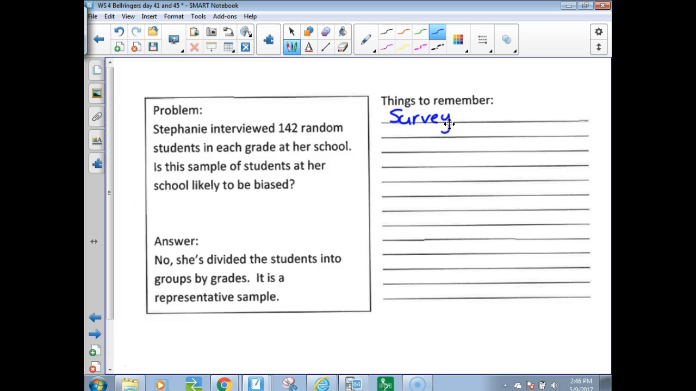So the points that we need to remember about a survey is the groups need to be equal, needs to have equal groups. And you can write this in any wording that you want. My pen's sticking on me. Okay, and they need to be representative of the population.